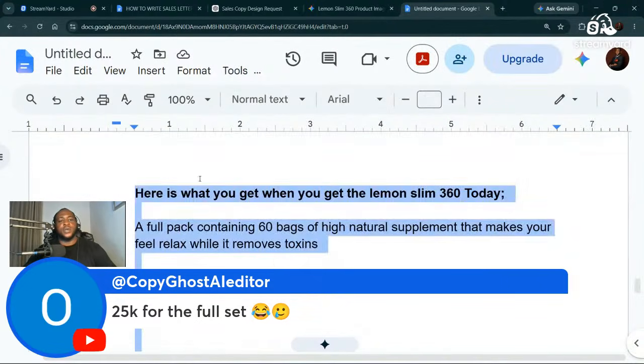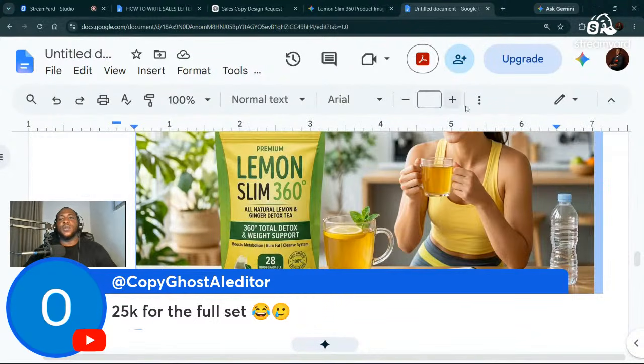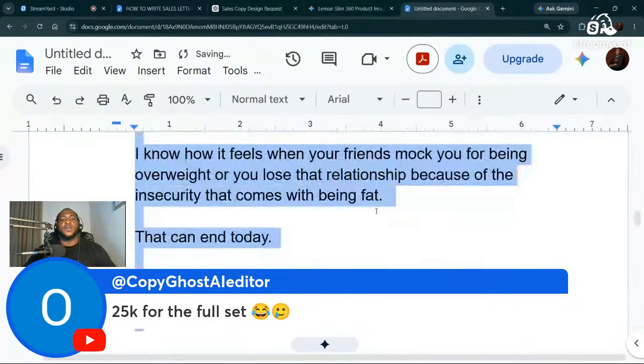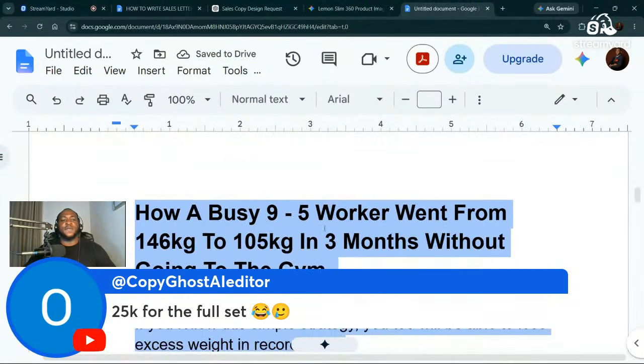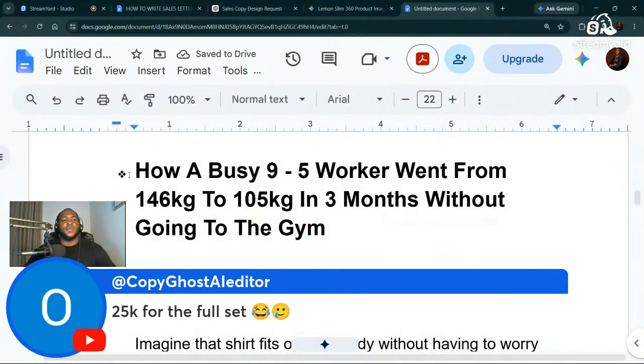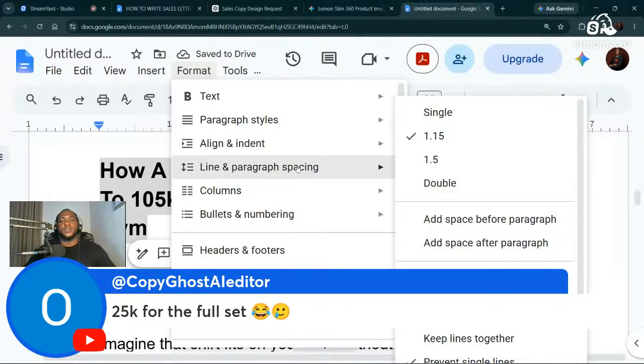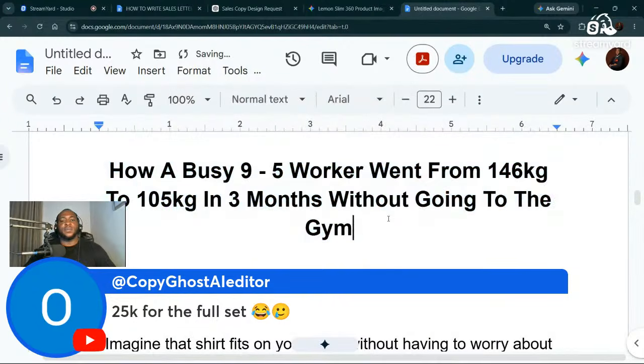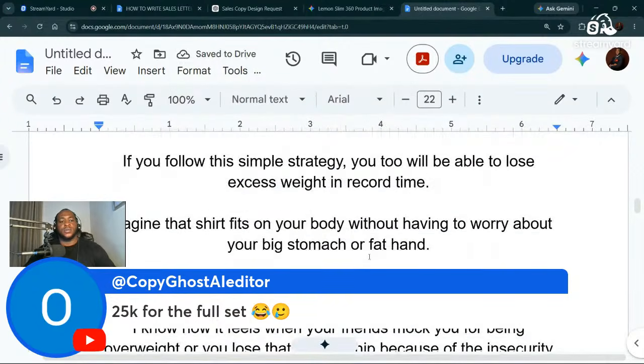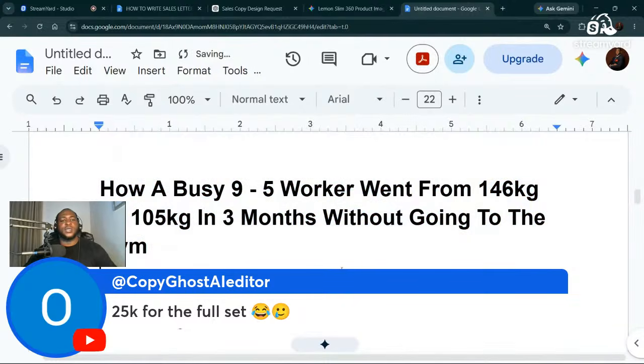All I'll do is click on it, then increase the font size a bit for you guys. Then I remove the bullet here, this bullet is not necessary. Then I take this to the middle. No, only the headline.